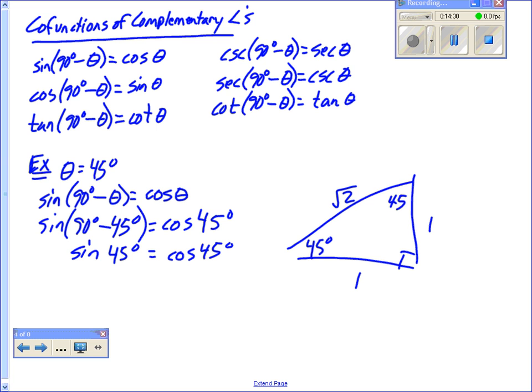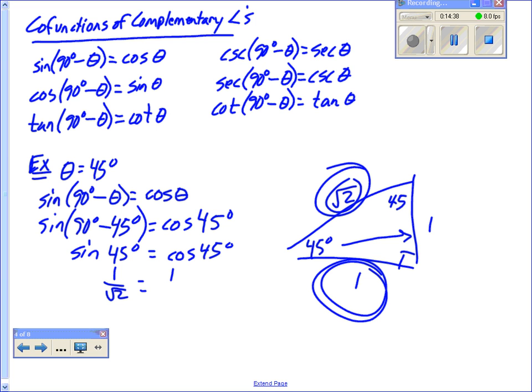And then you say the sine of 45 is the same thing as the cosine of 45. In fact, let's do them both. Sine, opposite over hypotenuse, 1 over root 2, right? Cosine, adjacent over hypotenuse, 1 over root 2. You see how those are the exact same thing? Root 2 over 2, root 2 over 2. Thank you. We'll move on to the next one.